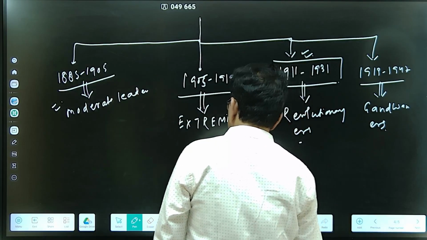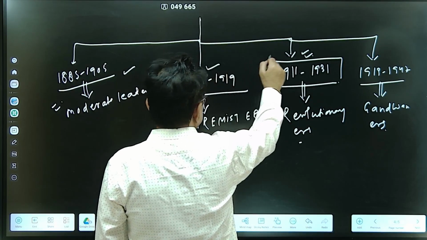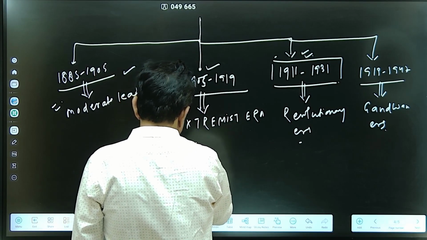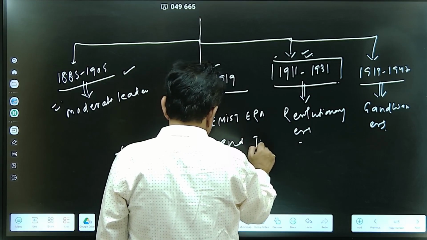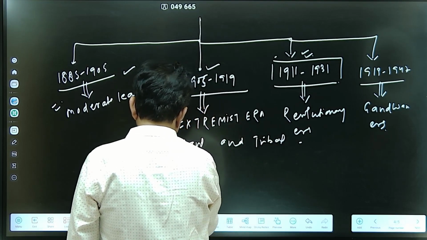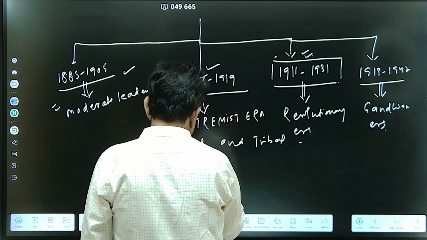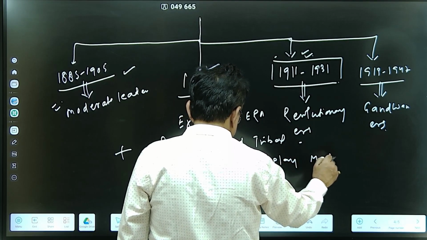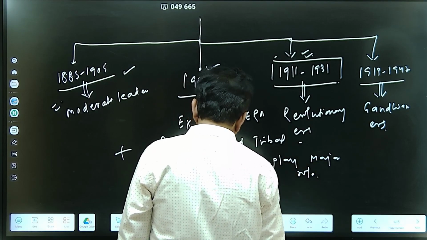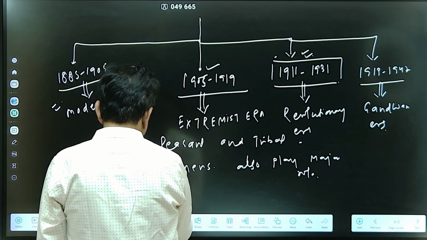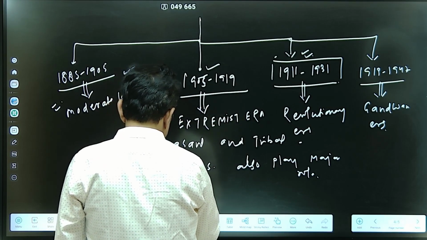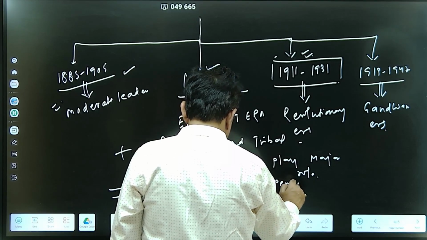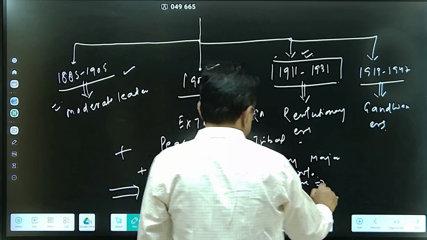In this movement, through phase number one, phase number two, phase number three, phase number four, the peasants and the tribals plus the women also played a major role. So, due to this reason, the Indian War of Independence is known as the national movement.